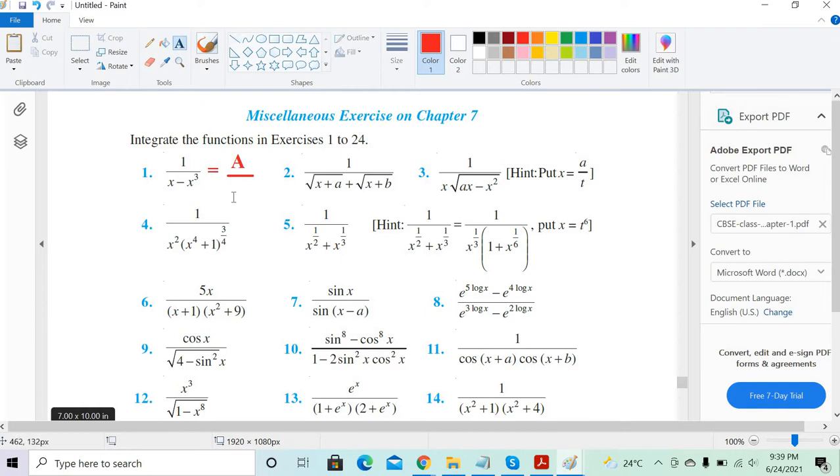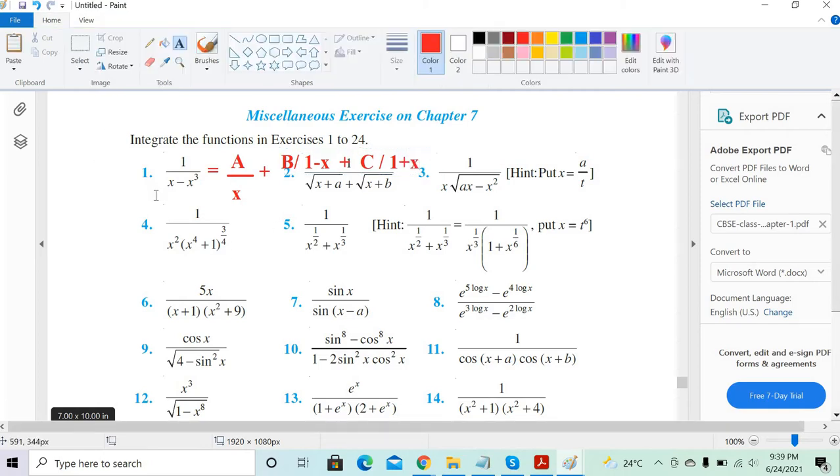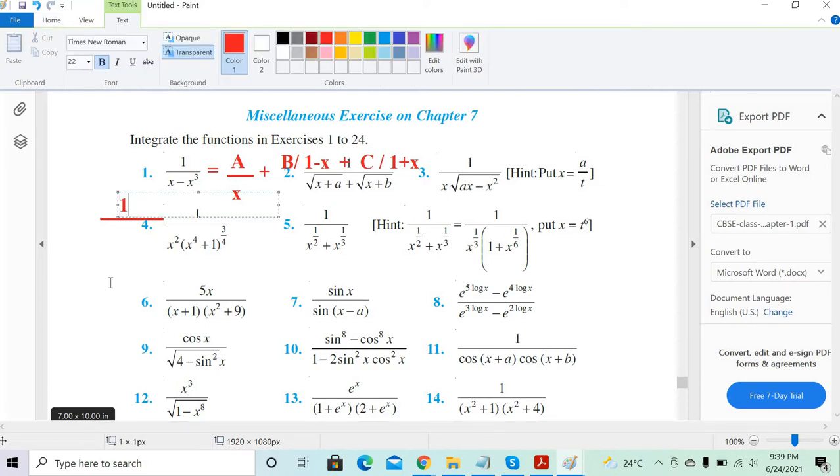So this part you know, A by x plus B by 1 minus x plus C by 1 plus x, right? Now here in this part only we'll solve it. You remember the shortcut, right? Yes, I forgot the shortcut. No problem. This is x, this is 1 minus x, and this becomes 1 plus x.